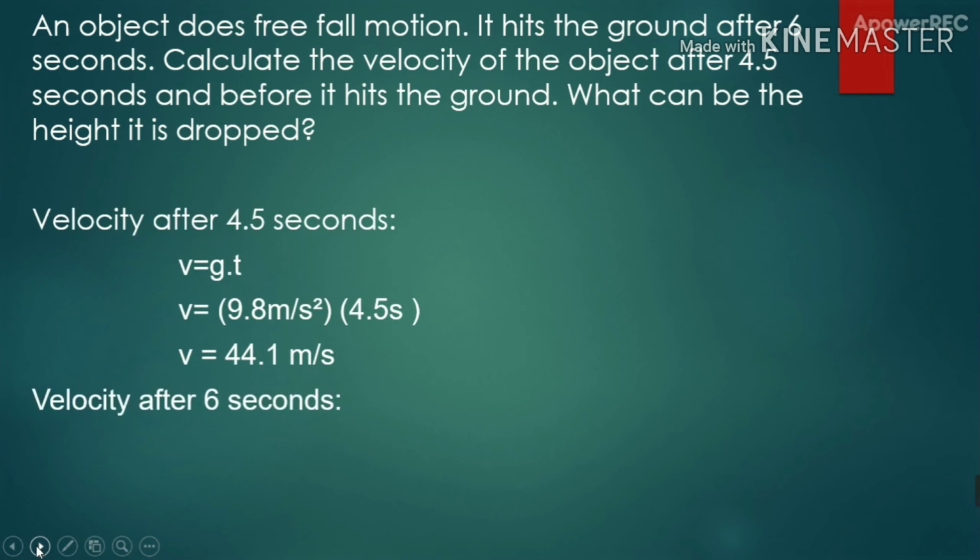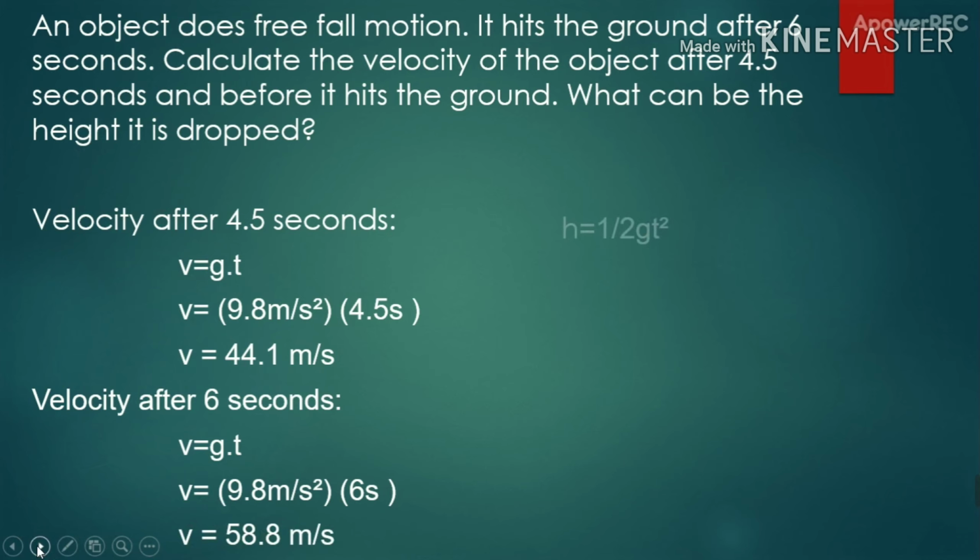Now let's find the velocity after 6 seconds. Use again the formula v equals g times t. Substitute again the given, and then the answer is 58.8 meters per second. Now let's find the height it is dropped from. Use h equals 1/2 g t squared. Substitute the given, and 6 squared is 36, so we're gonna get 176 meters.